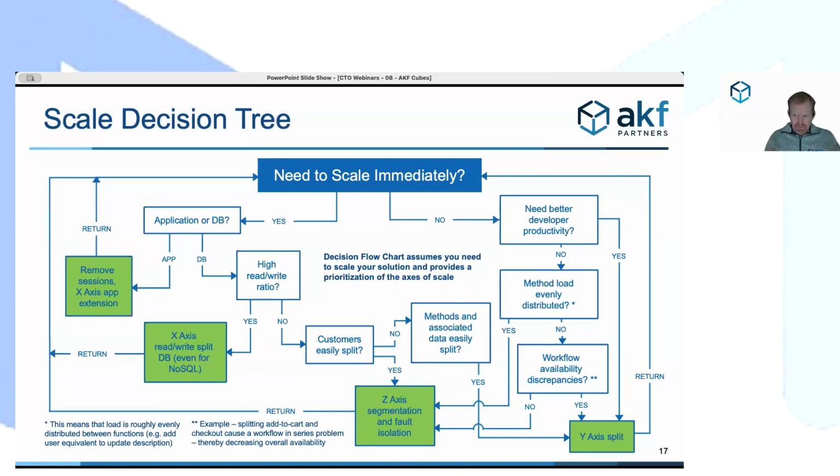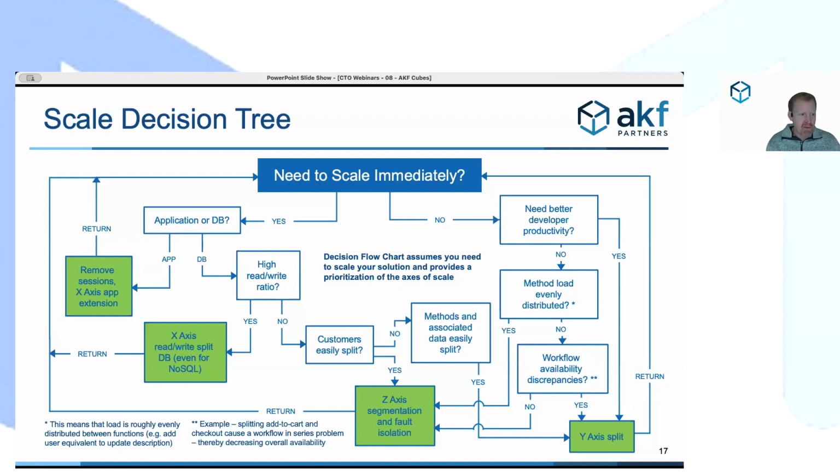If no, are there also discrepancies in the workflow? So is it, for example, you have one aspect of a workflow, either the beginning or the end or the middle, where they have different availability and you're trying to string together a long transaction. In that case, you'll need to do a Y-axis split at that point. And that's one of the trickier things to do, but this is the example of a Y-axis split here.